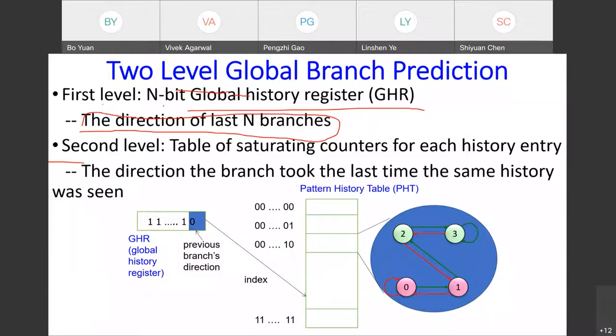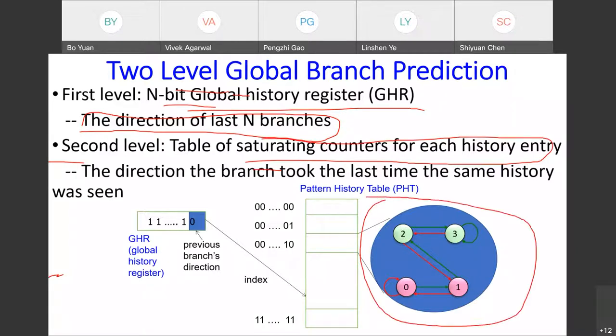And the second level is a 2-bit counter that we used before. Because the first level, this register, shows one type of history, one history pattern. And then the second level, for each different history pattern, we can use one 2-bit counter to make this prediction.